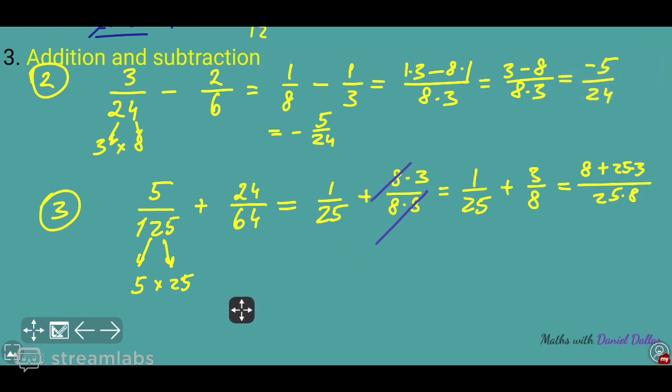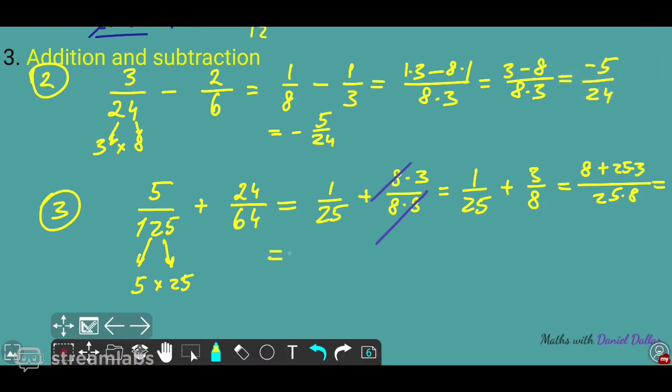Okay, so that's the result, almost there. And now you need to write it more accurately. What are you going to do? You just need to add 8 and 25 times 3. So 25 times 3 is 75. And now you're going to add 8. So 75 plus 8, you'll get 83.